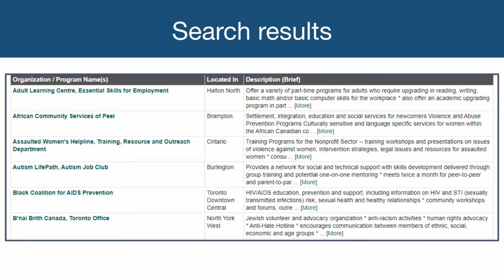Here's a look at some of the results of a keyword search using the term Job Search. A search using those words and no other filters or limiters returned 83 records that match the search criteria. The results are shown by organization program names, area the organization is located in, and a brief description of the agency.